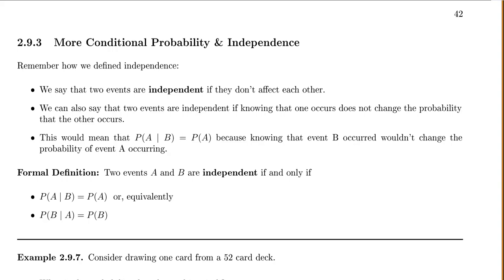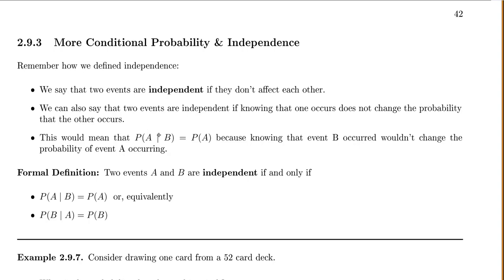In this section, we'll talk more about conditional probability and how that ties into independence. So remember how we defined independence? We said that two events are independent if they don't affect each other. That means we could also say that two events are independent if knowing that one occurs does not change the probability that the other occurs.